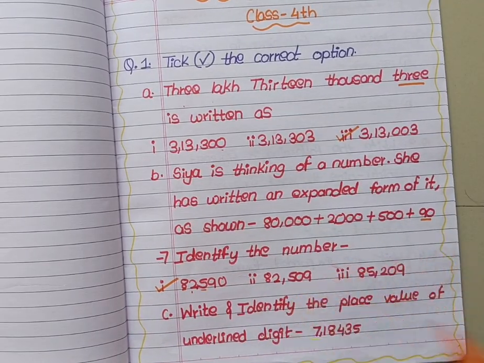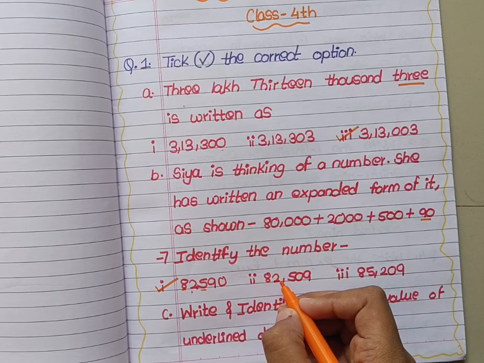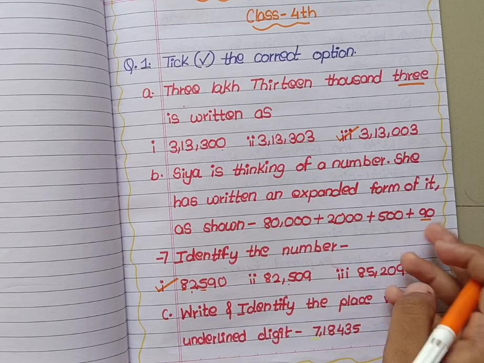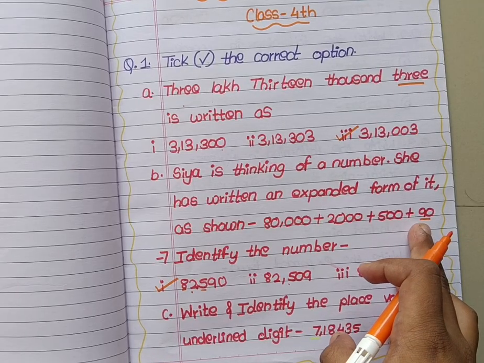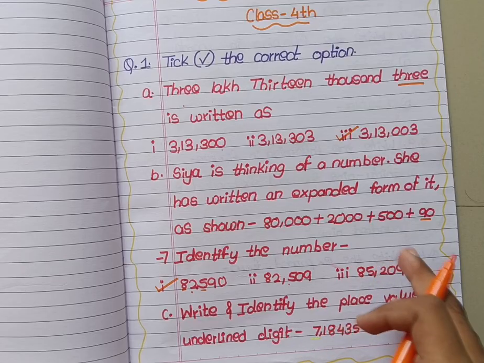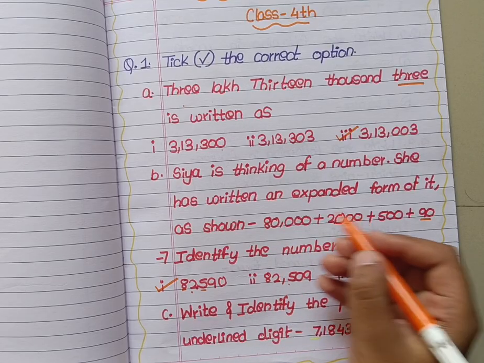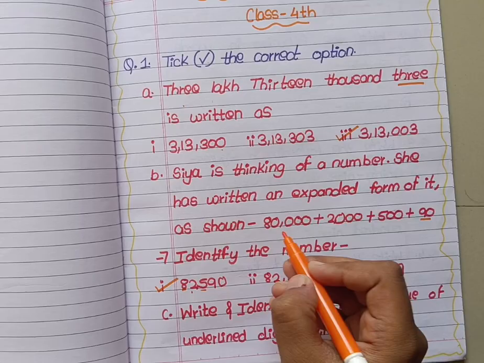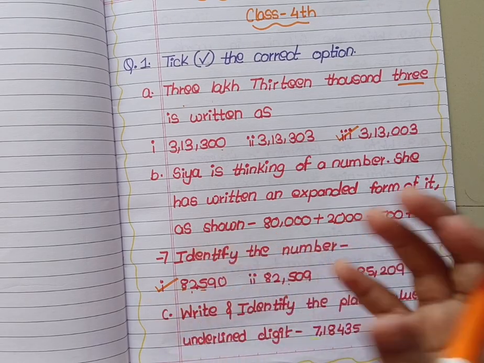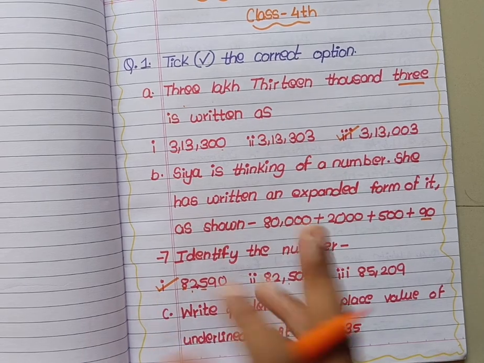When you look at the other options, 82,000 is also correct, but can you see 509? Here 9 is given, not 90, so this will be wrong. And the third option is totally wrong because it's 82,000, not 85,000. Like this you have to identify. So the first option is correct.